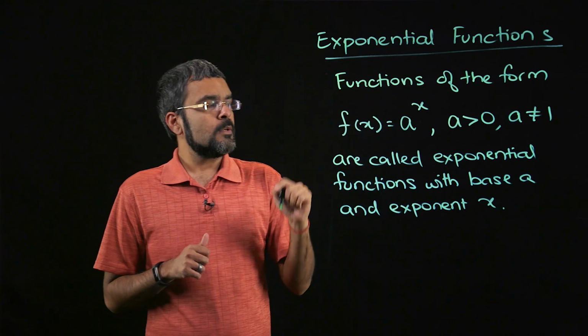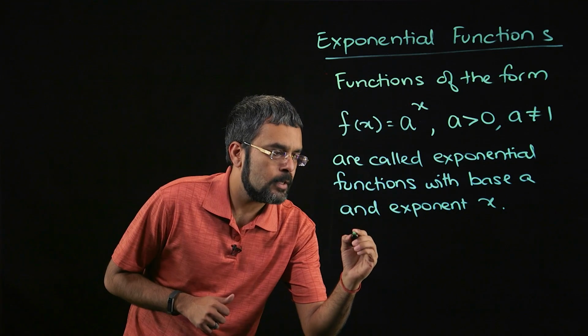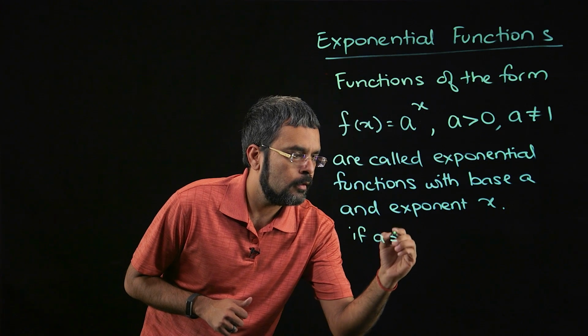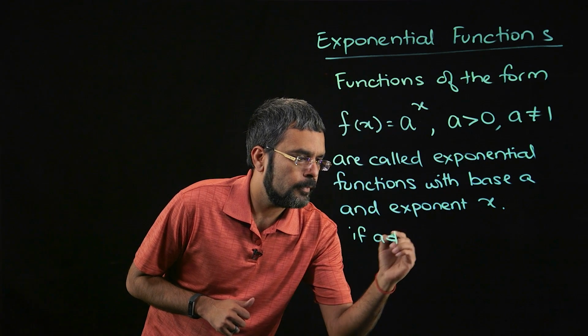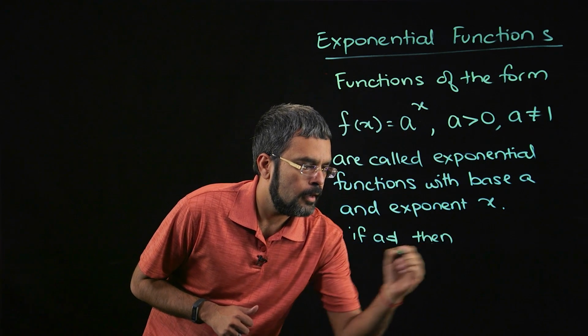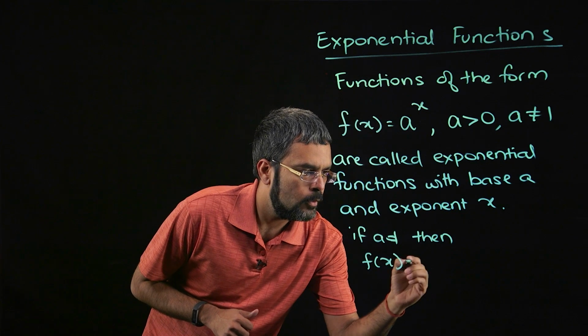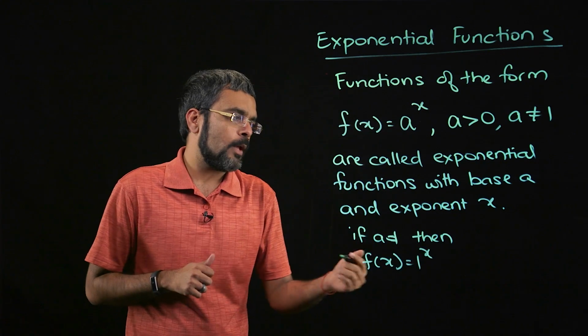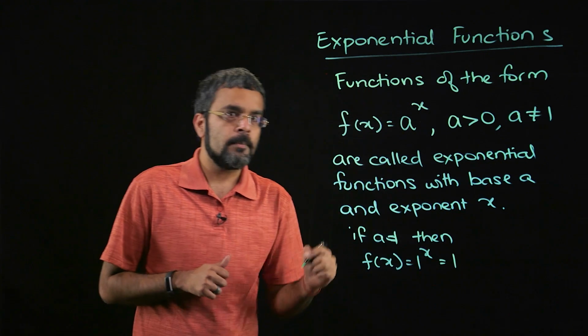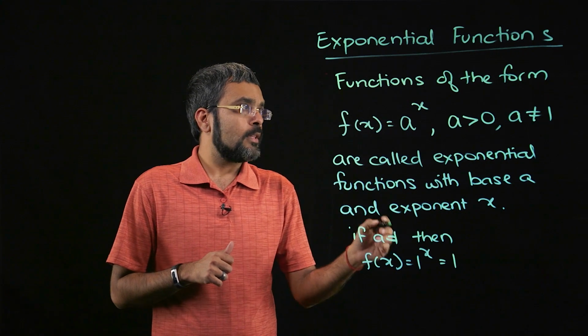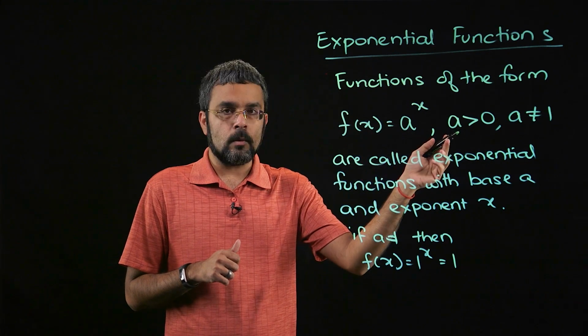All right. Now the reason we don't want a equal to 1 is because if a was equal to 1, then f of x would be 1 to the power x, and we know that 1 to the power x is going to be 1. So we don't want that, right? And so that's why we have a is not equal to 1.